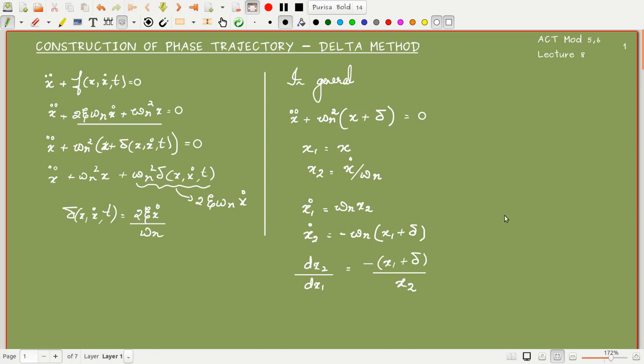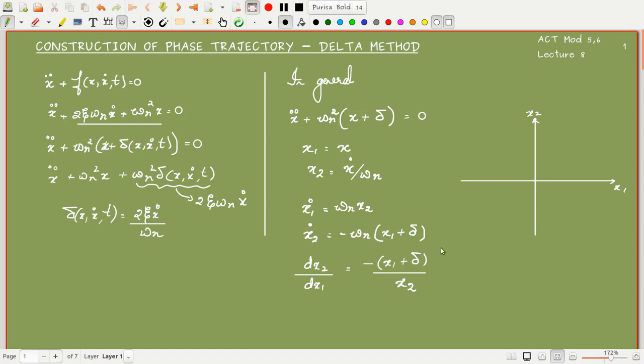So that is the idea, that is what we are going to try now. In the case of the delta method, what we are going to do is find out delta at different points on the x1, x2 plane, and using this delta, we will use arcs to draw the phase plane trajectory. So in order to proceed in that way, we will see what to do.